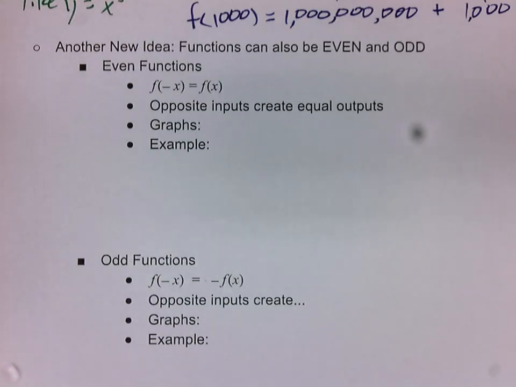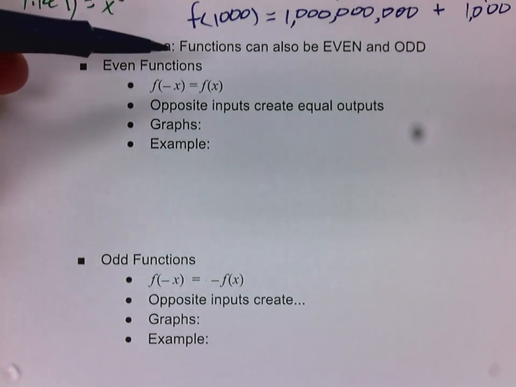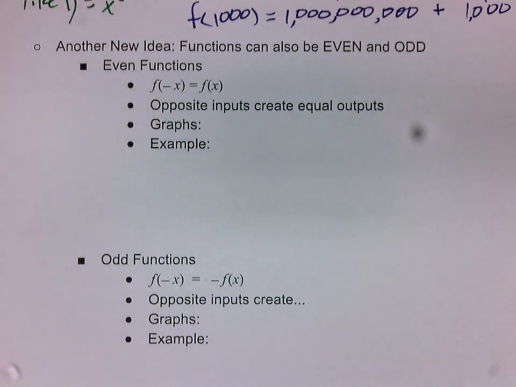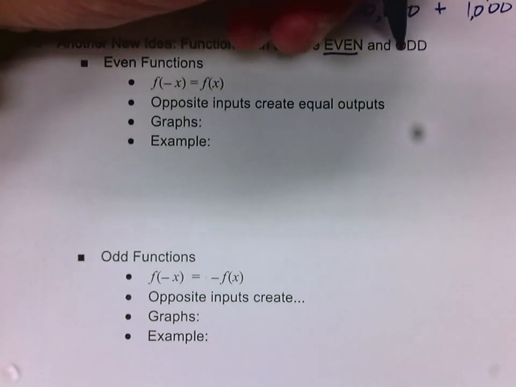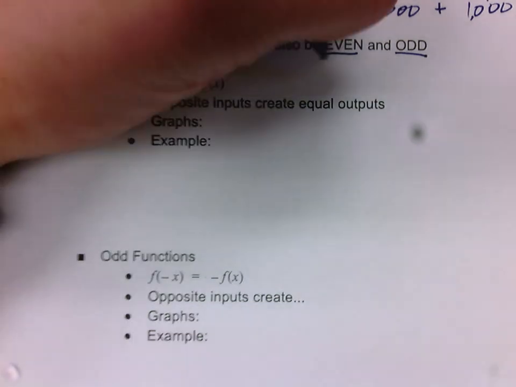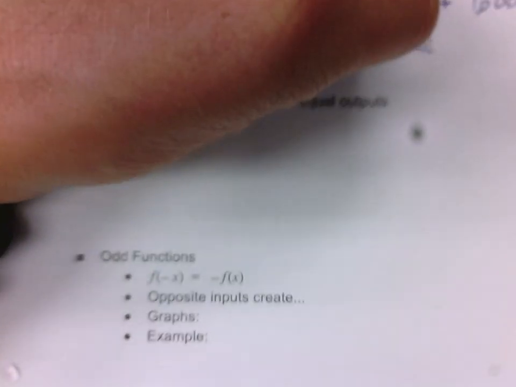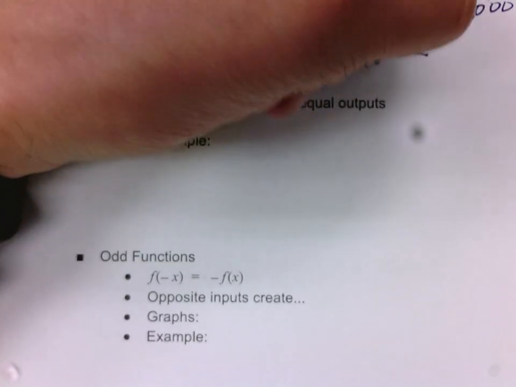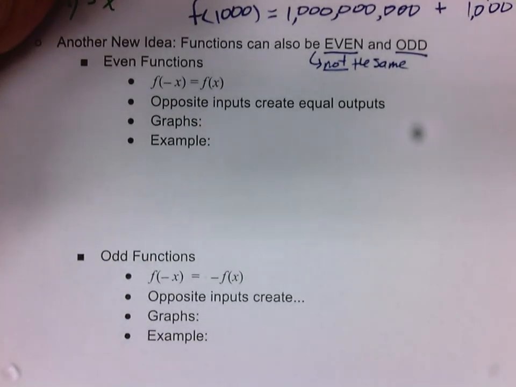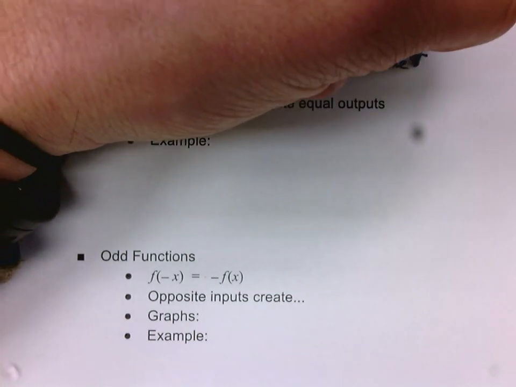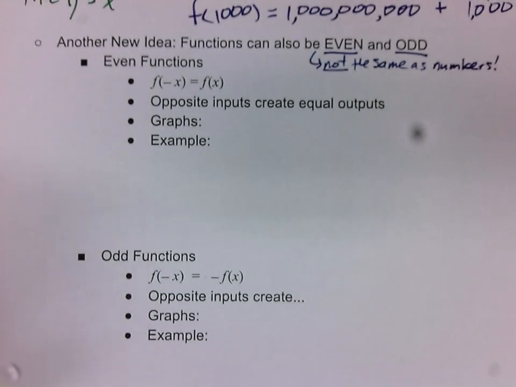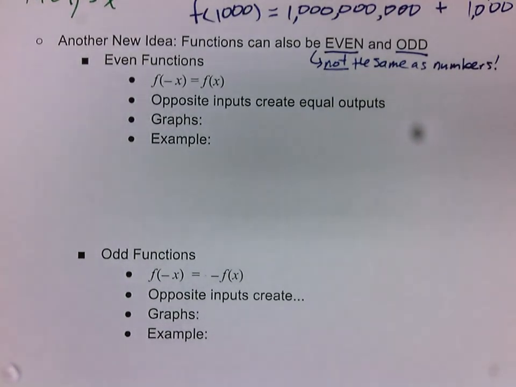Okay, so let's finish off what we didn't quite get to today in our lesson in class. There's another interesting idea about functions, and this comes into play for a lot of important reasons later on: functions can also be even or odd. Be really careful and make special note that this is not the same meaning of even and odd as it is with numbers. So I'm just going to write here that this is not the same as numbers, so you can't just assume what we mean when we say even and odd for functions means the same thing.